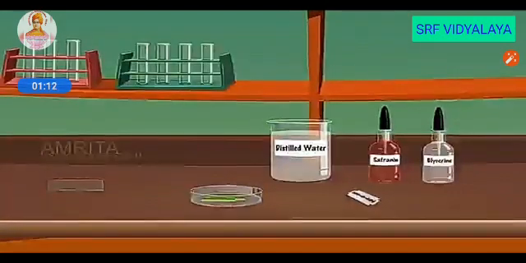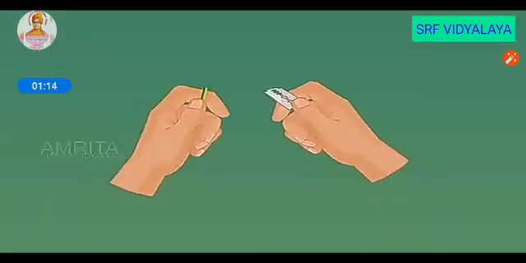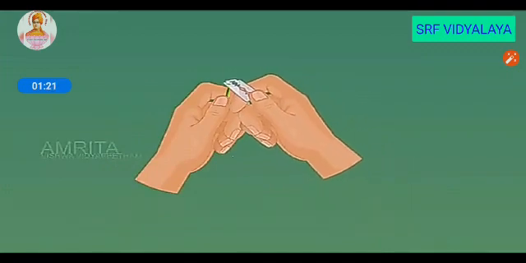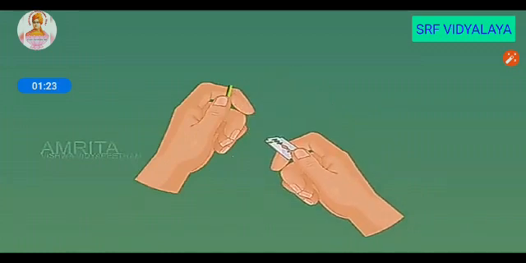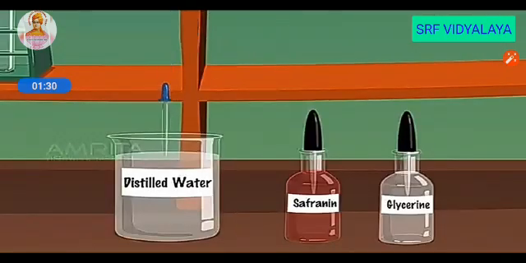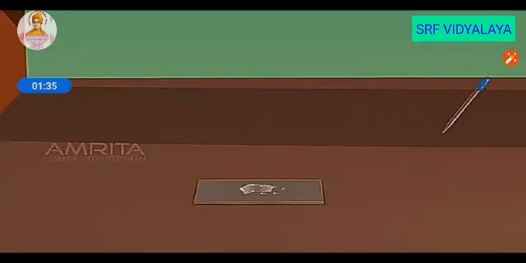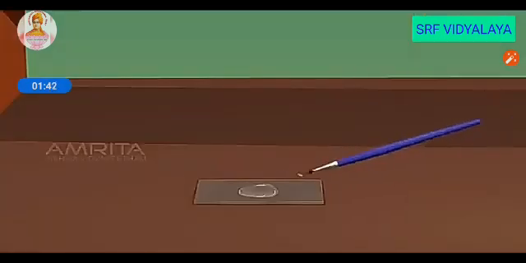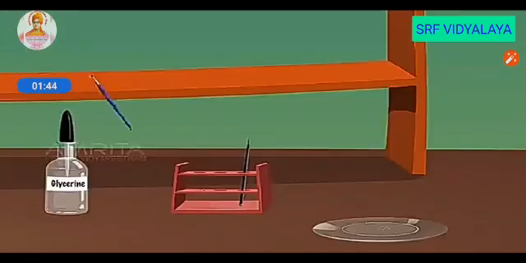A freshly cut stem or root is placed in between the thumb and the index finger. Using a sharp blade or knife, thin sections are cut and transferred immediately to the watch glass containing water. Then take a few drops of distilled water and place it over the glass slide. Using the brush, select a section which is thin and complete and place it on the slide.